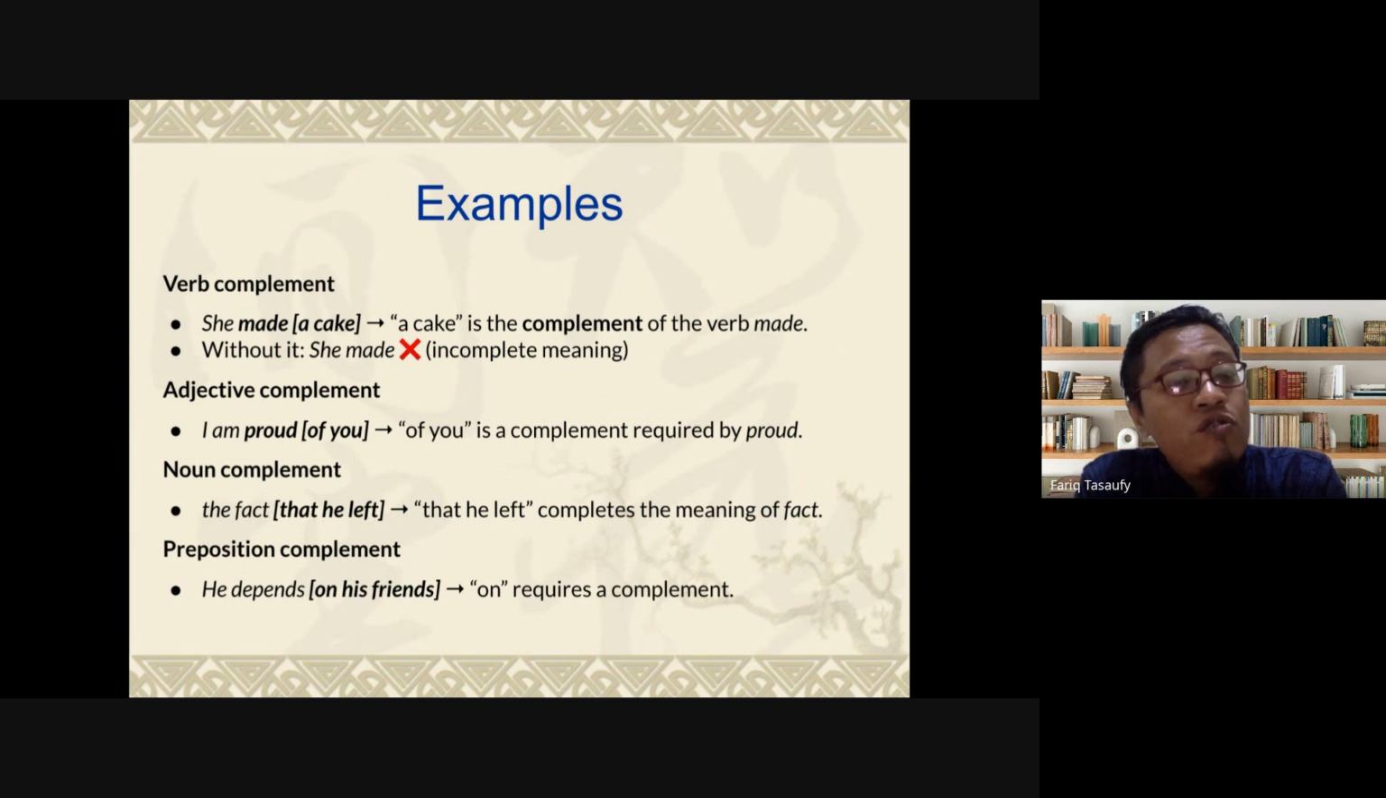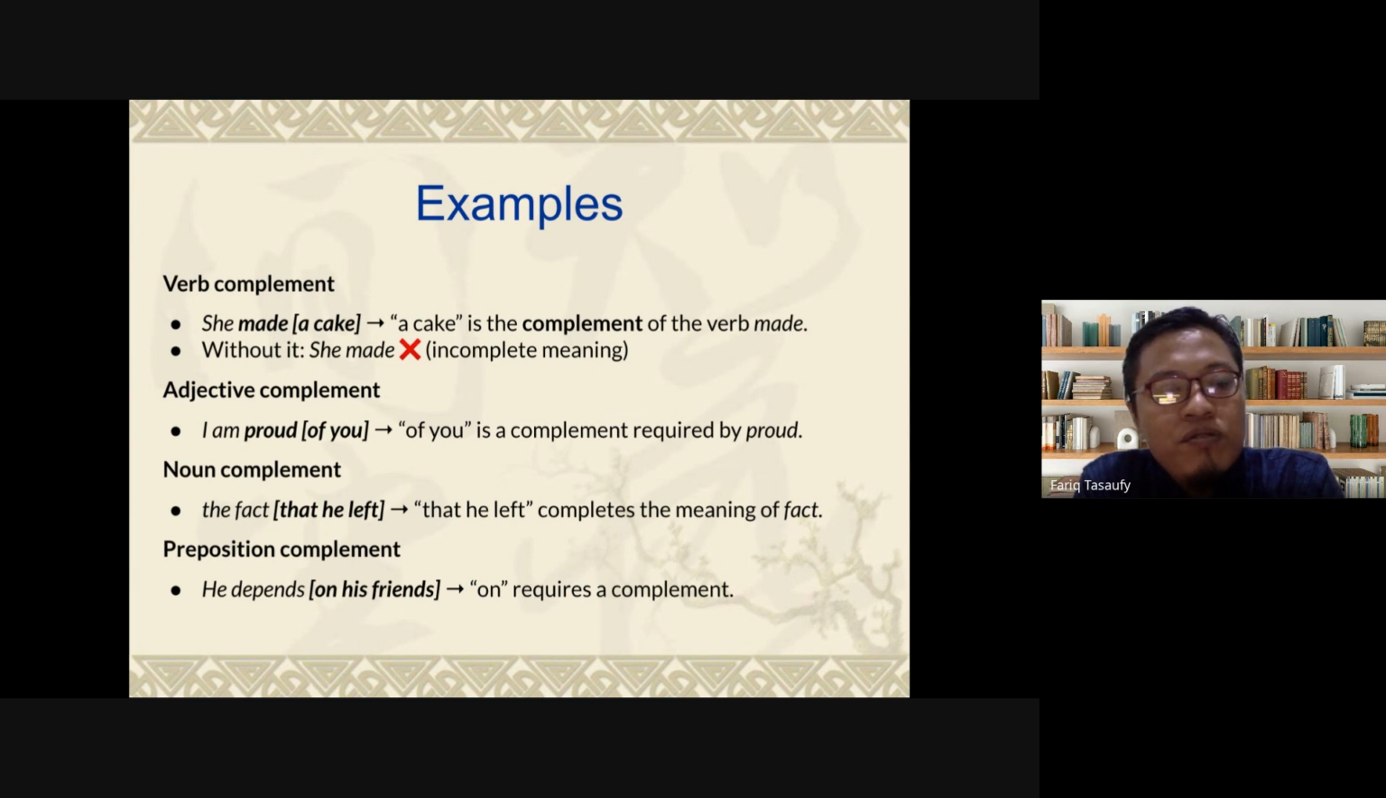So without it, the sentence has an incomplete meaning. And the second one is the adjective complement. It is in the form of adjectives, like "I'm proud of you." So "of you" is the complement required by "proud." It is the element that describes the adjective "proud." Proud of what? Proud of you.